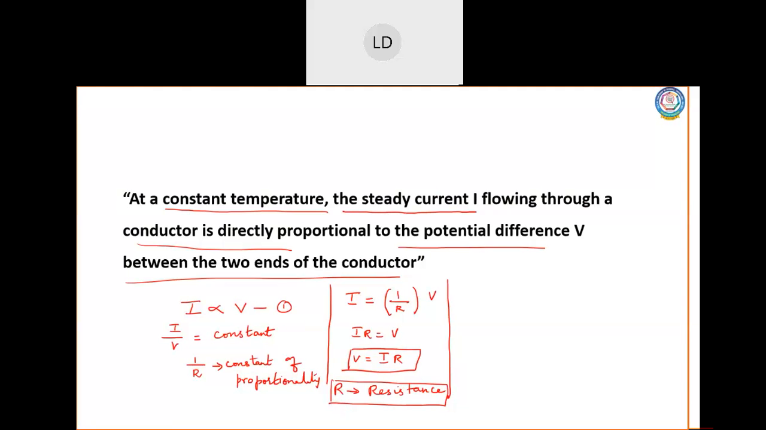Or I can also write, now I will rearrange this formula. I can also write this formula as V by I. V by I is equal to R, which means the ratio, and here I have V by I, which is nothing but a ratio. So the ratio of potential difference across the ends of the conductor and the current flowing through it is nothing but resistance. You need to understand these concepts very, very clearly, children.